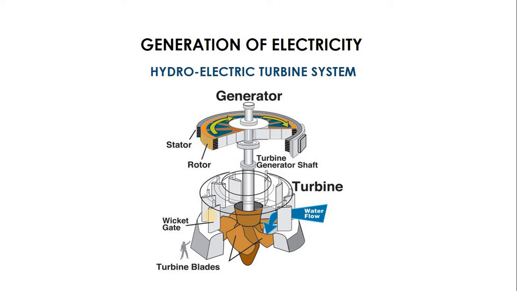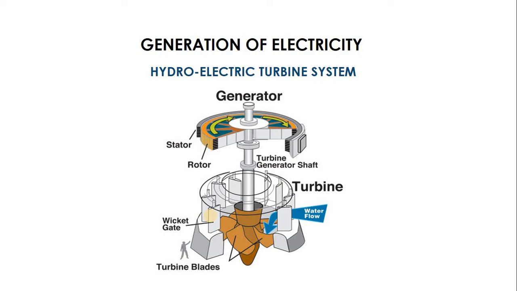So this is what happens when there's too much pressure hitting the turbine blades. The wicket gates close to reduce the amount of water, and thereby reduce the pressure, until the pressure is at the level that is required.